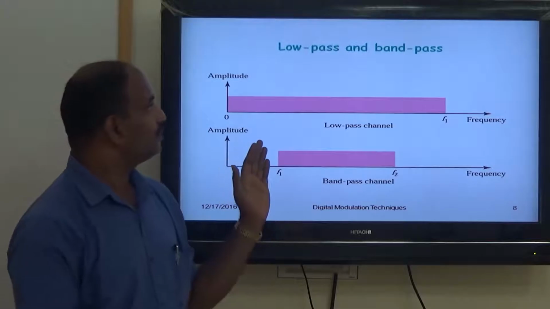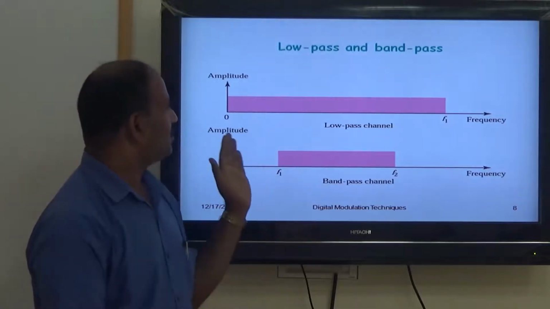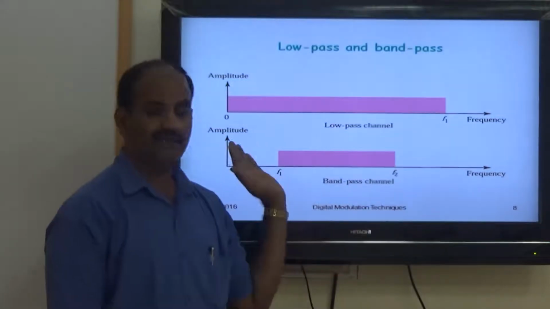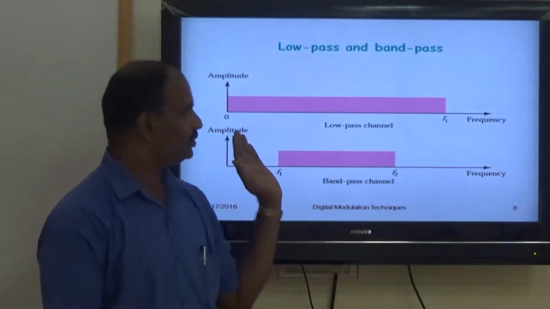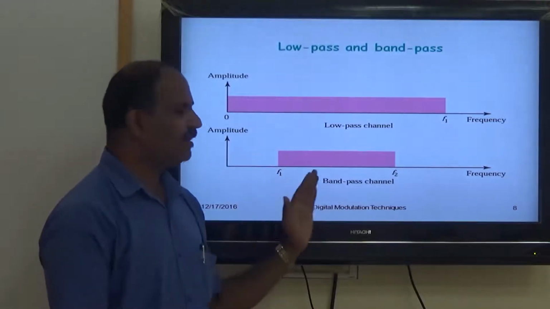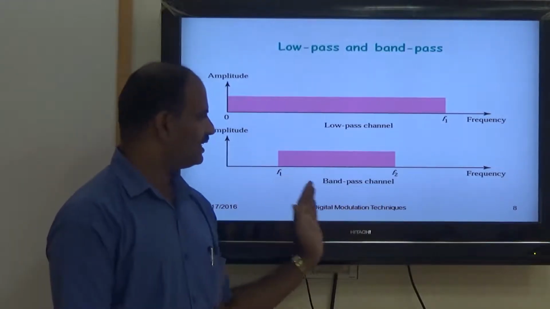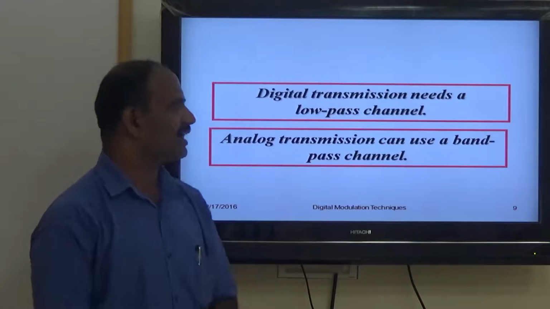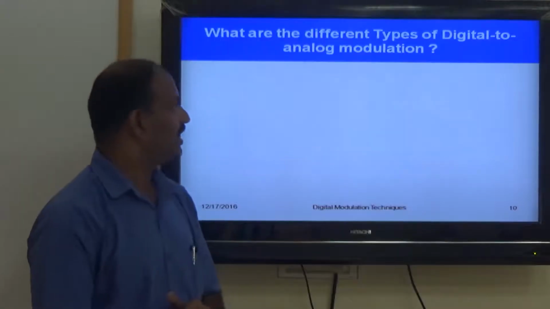So let us go through low pass and band pass. This is a low pass channel. It means signals up to frequency F1 will be allowed. That is for digital. In the case of analog, we go for a bandwidth from F2 to F1, that is a band pass channel. So digital transmission needs a low pass channel and analog transmission needs a band pass channel.